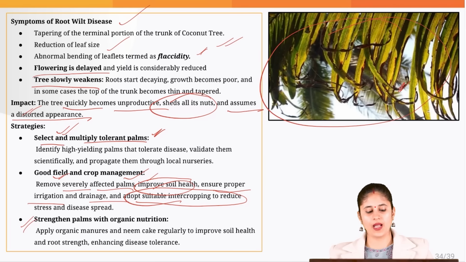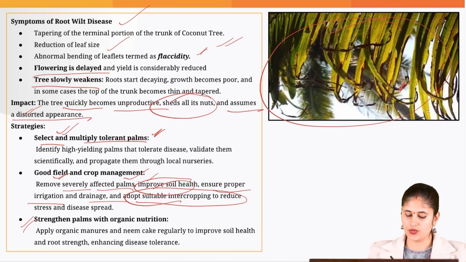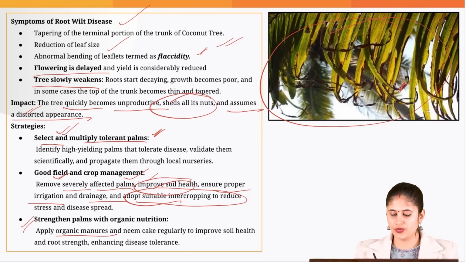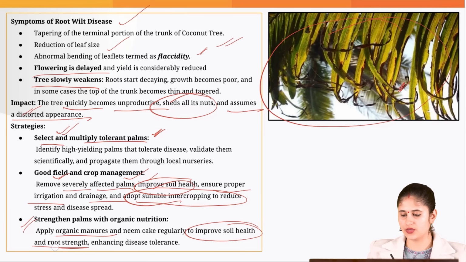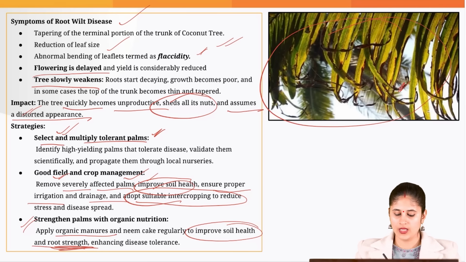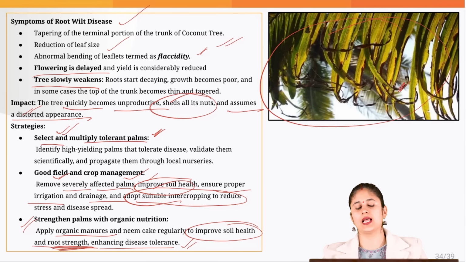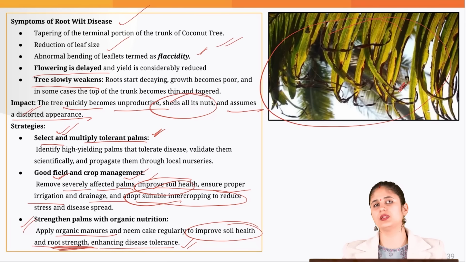And then strengthen the palms with organic nutrition. You can use organic manure to improve the soil health and root strength, because it also impacts the root. This would help enhance the disease tolerance. That's all with respect to this particular topic. Let's move on to the next topic.